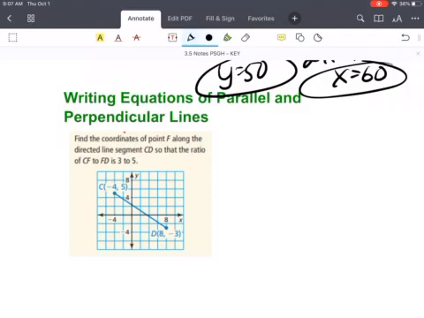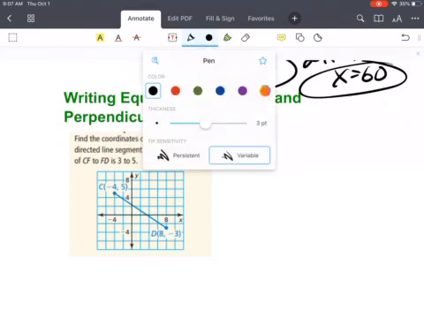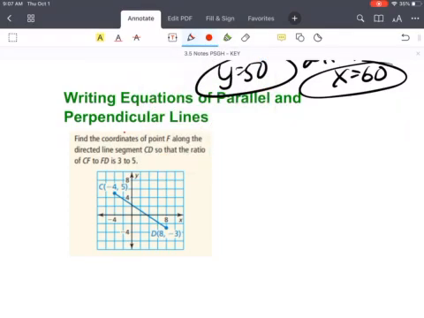Find the coordinates of point F along the directed line segment CD so that the ratio of CF to FD is 3/5. So there's going to be a point somewhere along here, doesn't matter where, we'll just pick a spot there, where the ratio is 3x to 5x. And that's where our point F is going to be. We don't know what it is.